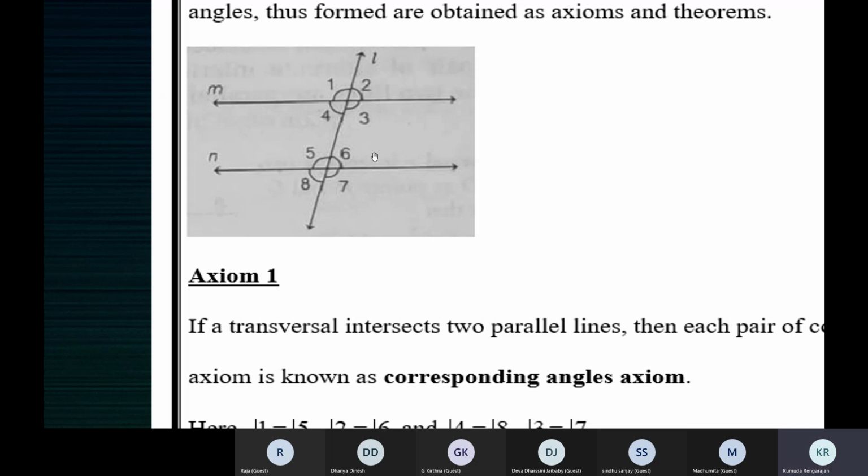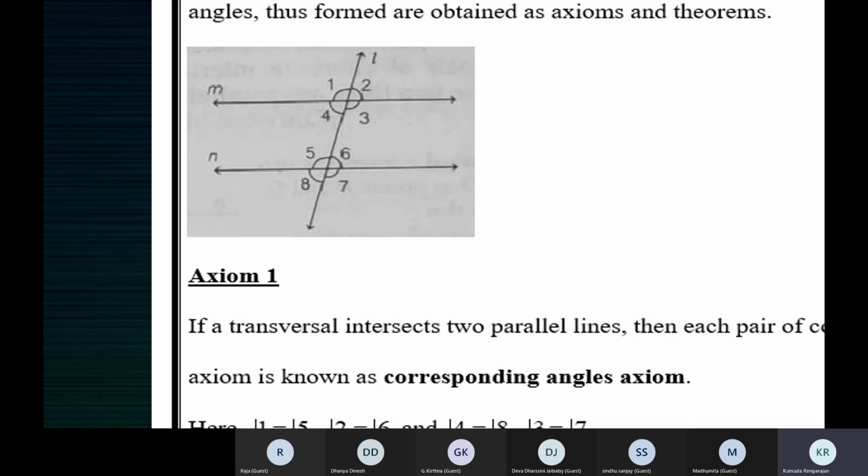If the lines are parallel, the angles are equal. If the lines are not parallel, the angles are not equal. So here M is parallel to N. So corresponding angles are equal. Angle 2 is equal to angle 6. Angle 3 is equal to 7. Corresponding angles. See here both the angles are above. 2 and 6 above the lines. Corresponding angles. 3 and 7 below the lines on the same side of the transversal. Corresponding angles. 1 and 5 corresponding angles. 4 and 8 corresponding angles.